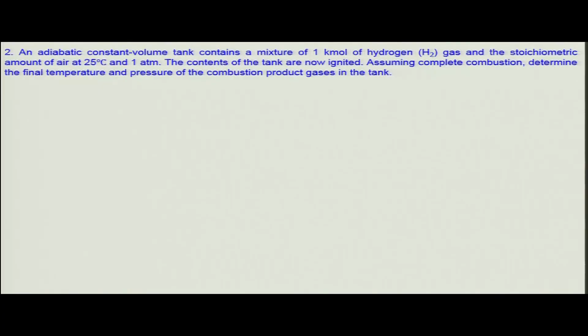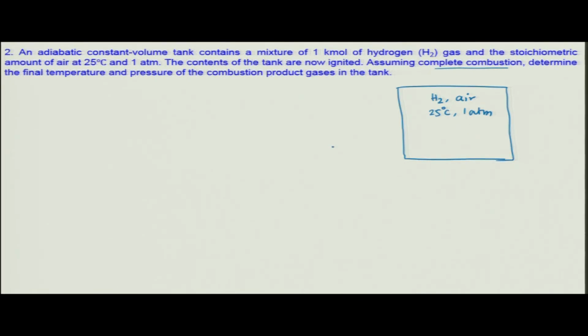So, I will now go to the second problem. The second problem is about an adiabatic constant volume tank. So far we considered a constant pressure process, but now we are trying to solve a problem for a constant volume tank. Let us say we have a tank. Here you have hydrogen and air mixture at 25 degree centigrade and 1 atmospheric pressure. Now, you are igniting this mixture and you are assuming complete combustion.